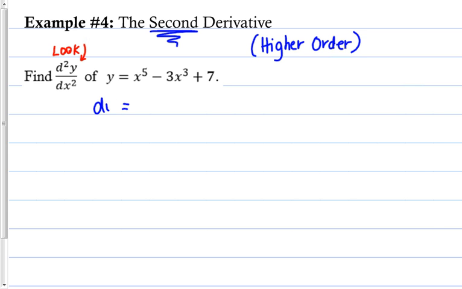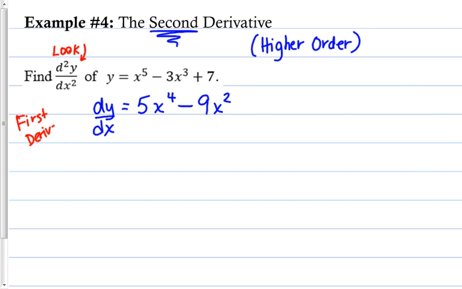So dy dx. Okay, so bring the 5 to the front, and x to the 4th power. Minus, all right, bring that 3 to the front, multiply with the 3 that's already there, get 9x squared. And then the 7 is just a constant. There aren't any variables, so it disappears. It goes away. It becomes 0 because the slope of a constant is the slope of a horizontal line, which is 0. So here's my derivative. This is my first derivative.